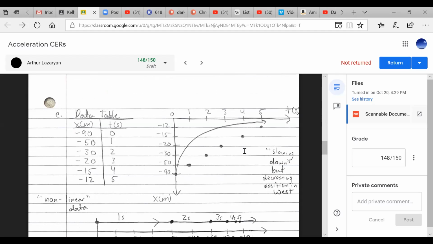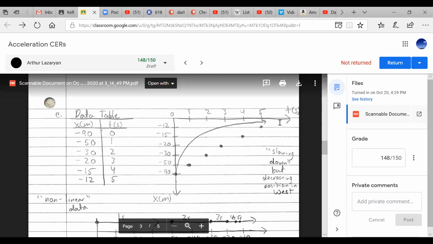So letter E, we have a car slowing down, decreasing position in the west. So we'll stay in the west. The numbers are going to get smaller, and the gaps will also get smaller. So we're decreasing position and decreasing gaps to indicate the object is slowing down. So he starts off at minus 90 at time 0. And then his gaps start to decrease. It goes from 90 to 50, that's 40, then 20, 10, 5, 3. And eventually it's going to come to a stop.